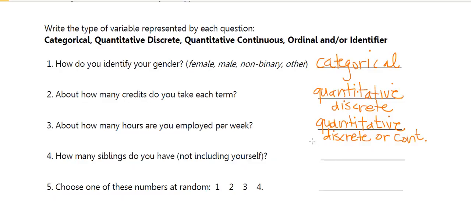Siblings, how many siblings do you have? Also quantitative. This one, definitely discrete. You cannot have 2.5 siblings.